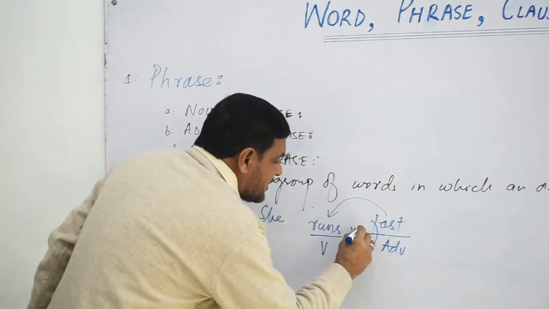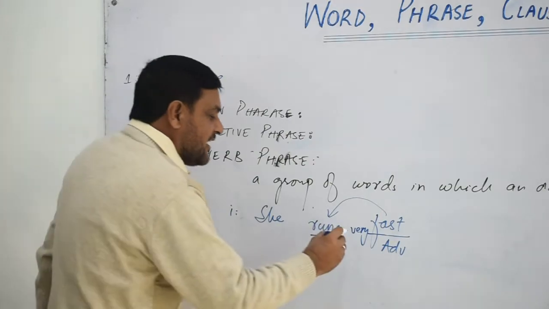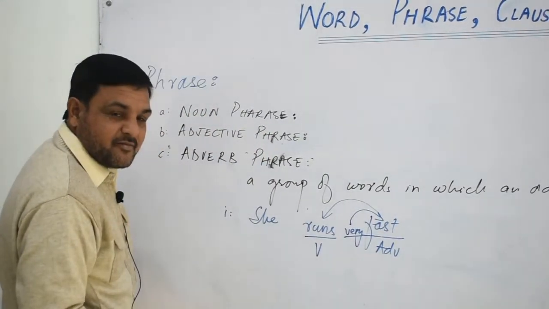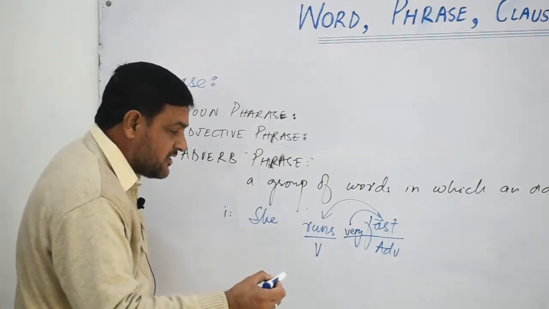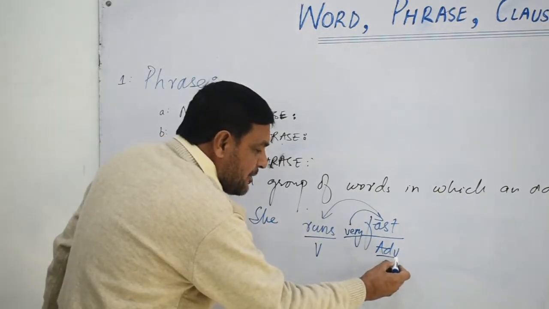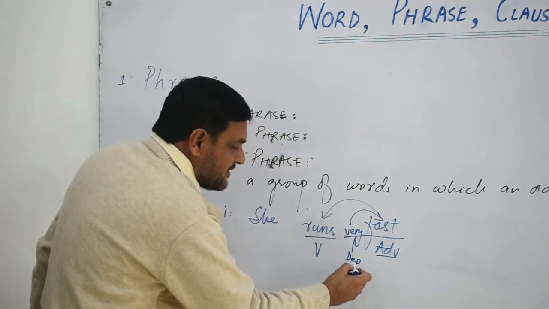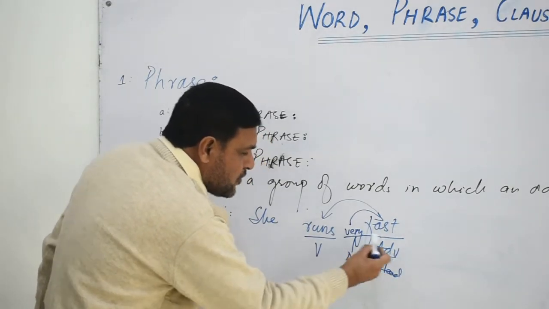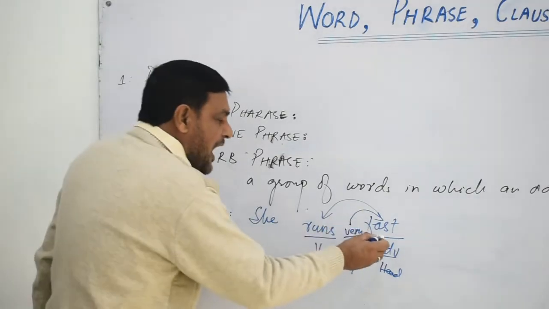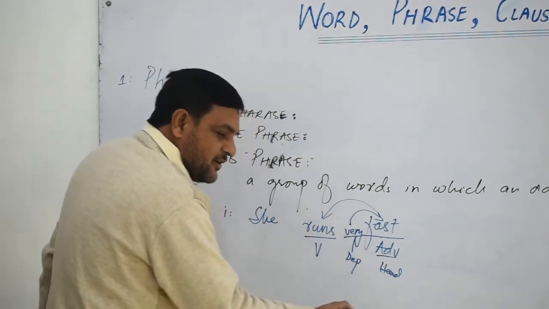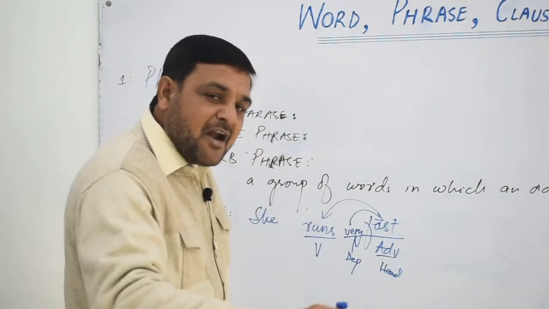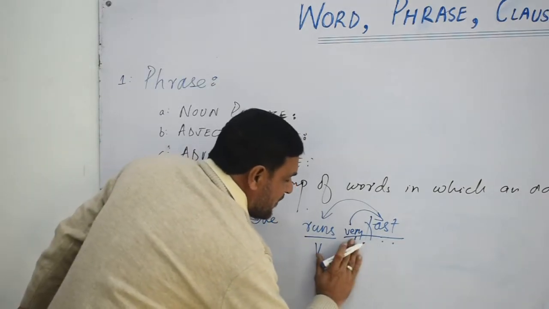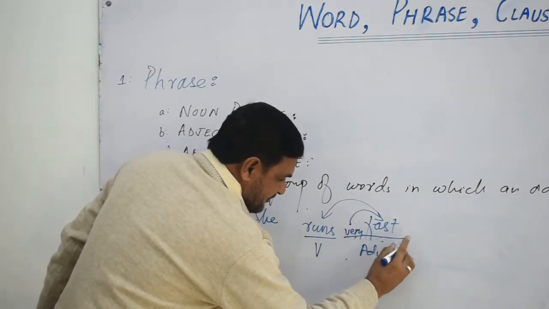If I add this word, very fast, now you can clearly see that in this phrase, very is connected with fast. It is linked with fast. And what is fast? Fast is an adverb. So very is actually a dependent of fast. And what is fast? An adverb. So in this combination of two words, fast, which is an adverb, is playing the role of the head. So a group of words in which an adverb is the head is called an adverb phrase. By this definition, these two words will be called an adverb phrase.